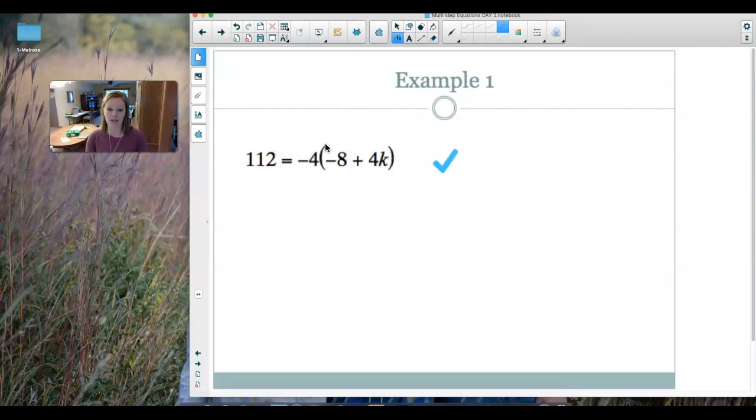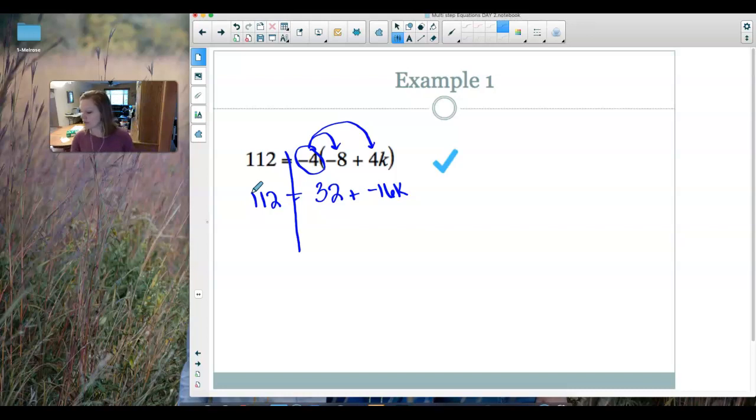So notice here we have these parentheses, and we still go ahead and draw our line down just like we always did. But now these parentheses mean we need to distribute, okay? So I have a -4 that has to be distributed to both the -8 and the +4, okay? So -4 times -8 is +32, so we're going to put 32. And then -4 times +4, we're going to have a -16k, okay, equals 112.